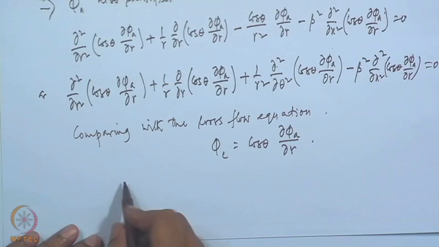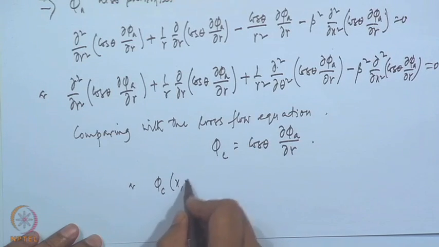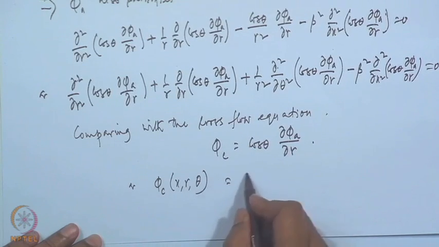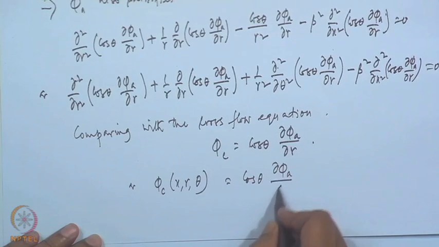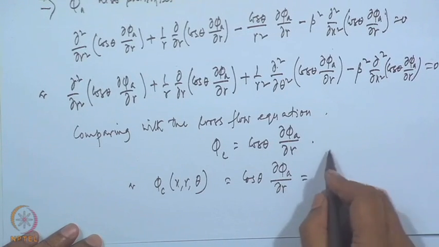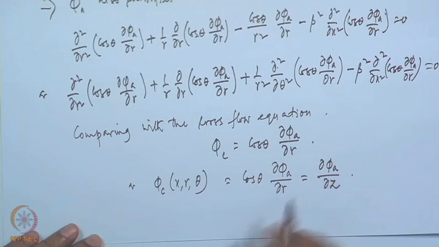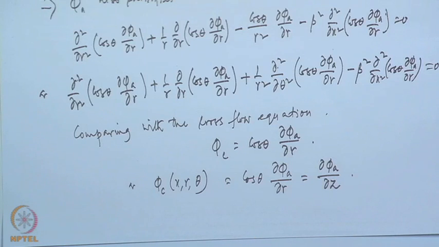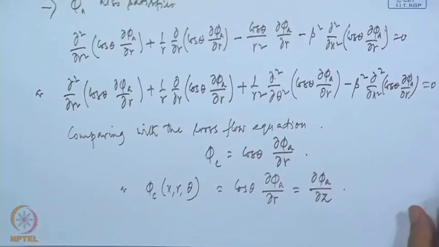Or we can write phi c as a solution of x, r, theta is cos theta d phi a dr, which is of course a function of x and r alone, phi a, or this can also be written as d phi a dz. So, it shows clearly that if we have the axial flow solution known, we can straightaway obtain the cross flow solution without properly solving the equation.